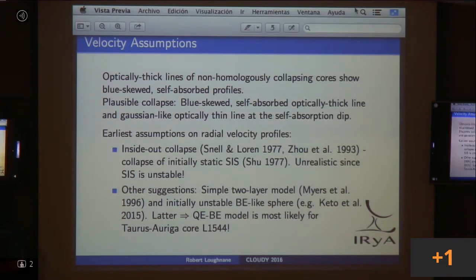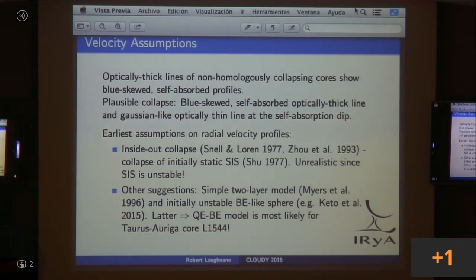Optically thick or opaque lines of non-homologous cores tend to show blue-skewed self-absorbed lines, and we'll show some examples of that in a few minutes. However, to be a plausible collapse candidate for observed cores, you need to show two features simultaneously. First, a blue-skewed self-absorbed optically thick line and a Gaussian-like optically thin line peaking at the self-absorption dip. The optically thick line doesn't have to be quite Gaussian-like, but if it's skewed, it must be skewed relative to the source systematic velocity.